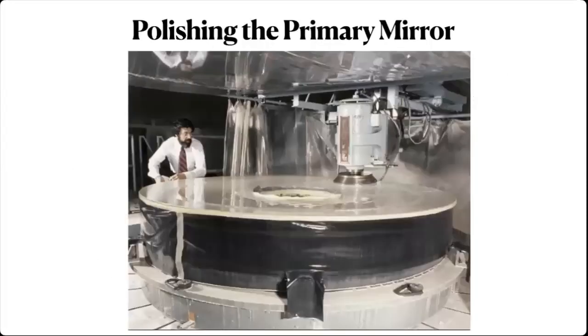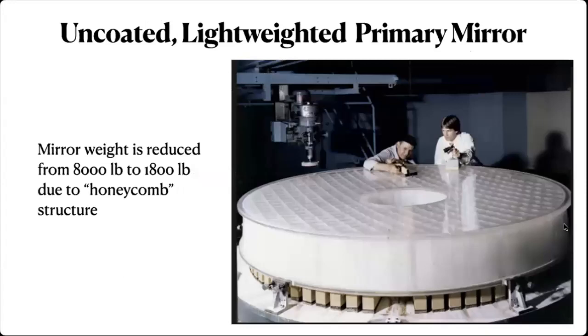So here we see the primary mirror on a polishing table where it was manufactured at Perkin-Elmer in Danbury, Connecticut. The primary mirror, of course, is not just this top sheet here. Also, I want to point out the central opening, which we'll see more about. But here you get a better view of the primary mirror. It's uncoated at this point, so you can see through the glass surface into the structure in the mirror. It's light-weighted, which reduced the weight from 8,000 pounds to 1,800 pounds.